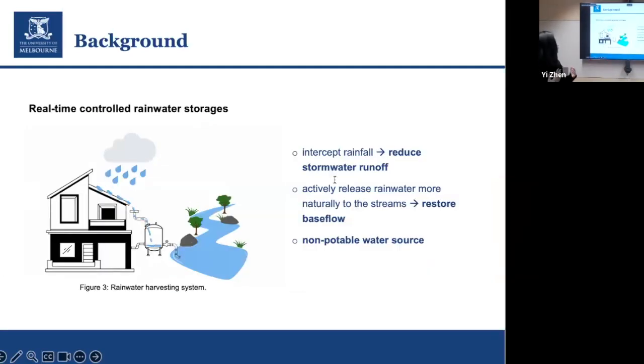It turns out that real-time control rainwater storages could be one of the solutions to improve the streamflow conditions. The rainwater storages intercept the rainfall, which reduces the stormwater runoff. The real-time control valve also allows the tank to actively release rainwater more naturally back to the stream to restore baseflow. At the same time, they also provide an alternative water source for household use.